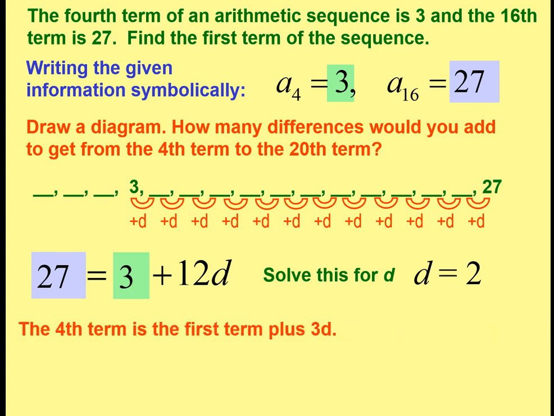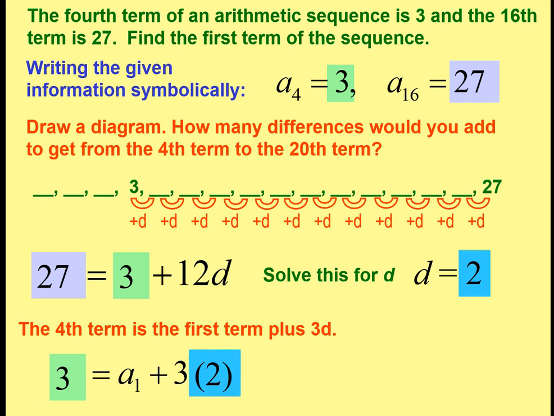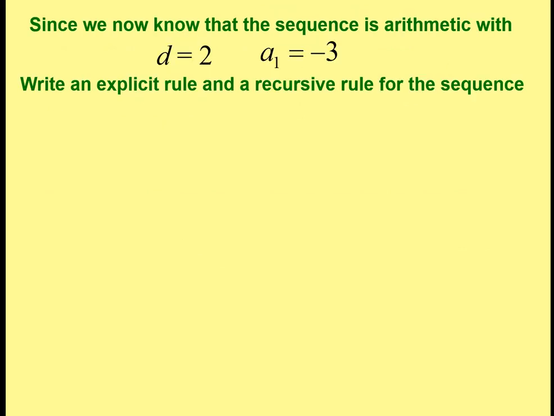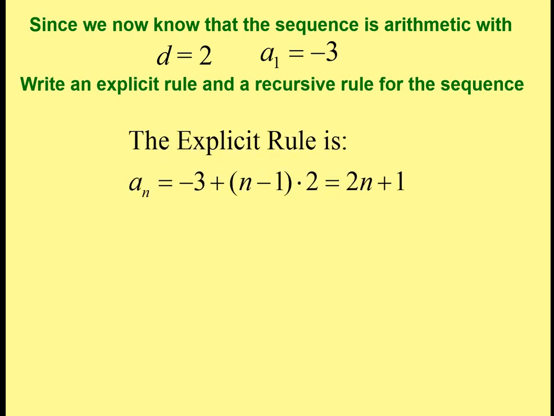The 4th term then is the first term plus 3d. I know the 4th term is 3, the first term is what I'm trying to find out, d is 2, so I can solve for the first term, and therefore I found the first term is negative 3. Since we now know that the sequence is arithmetic with d is 2 and a sub 1 of negative 3, let's write an explicit rule and a recursive rule for the sequence. The explicit rule is negative 3 plus n minus 1 times 2, or 2n minus 5.